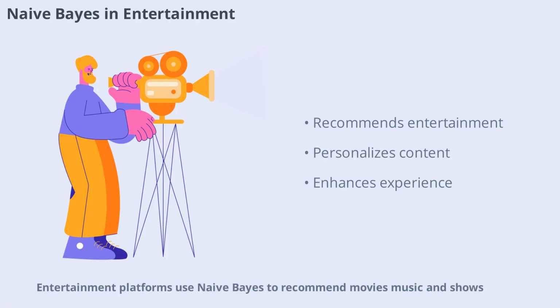Entertainment platforms use Naive Bayes to recommend movies, music, and shows. By analyzing user preferences and viewing history, the algorithm personalizes content and enhances the user experience.